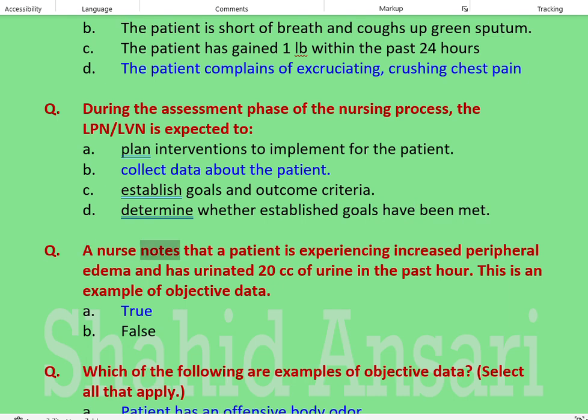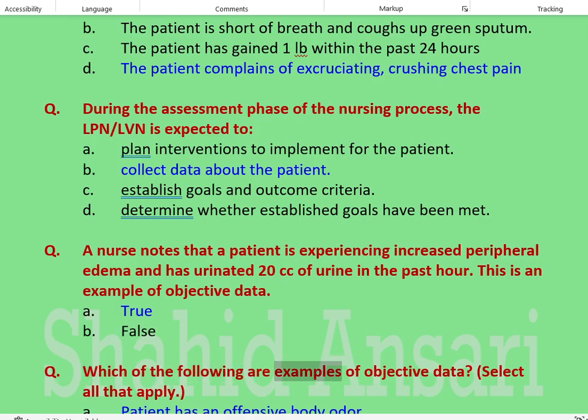Q. A nurse notes that a patient is experiencing increased peripheral edema and has urinated 20 cubic centimeters of urine in the past hour. This is an example of objective data. A. True. B. False.